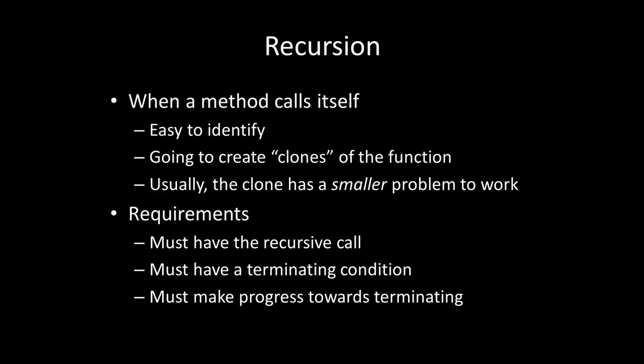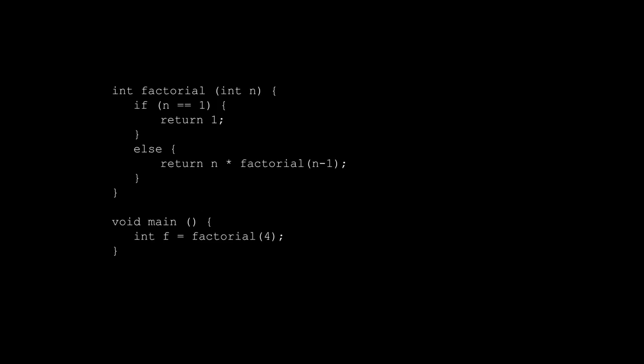There are 3 requirements for recursion. First, you have to have the recursive call, you have to have some kind of terminating condition, and then you have to make some kind of progress towards terminating. So here's an example of what it would look like if we coded up factorial in C#. To begin with, you can see that the return type is an int. The method name is factorial, and it takes in an int that we'll call n for now.